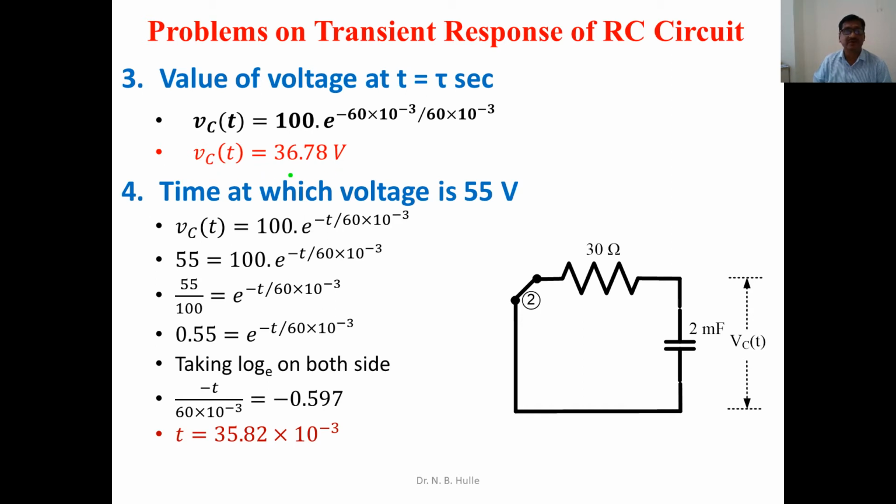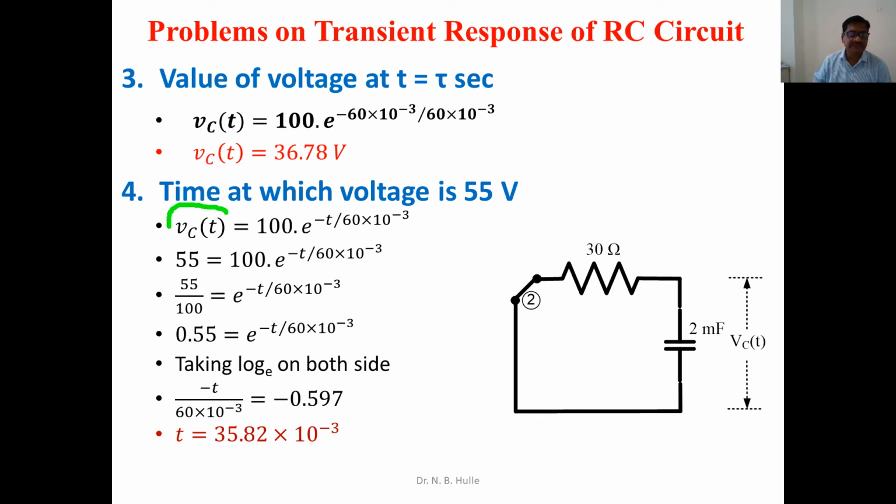That is the value of the voltage available across the capacitor at t equal to tau. Next, we are interested in calculating the time at which the voltage across the capacitor is 55 volts. We already derived the formula for the voltage across the capacitor: Vc(t) = 100 e^(-t/(60 × 10^-3)), that is 60 milliseconds.